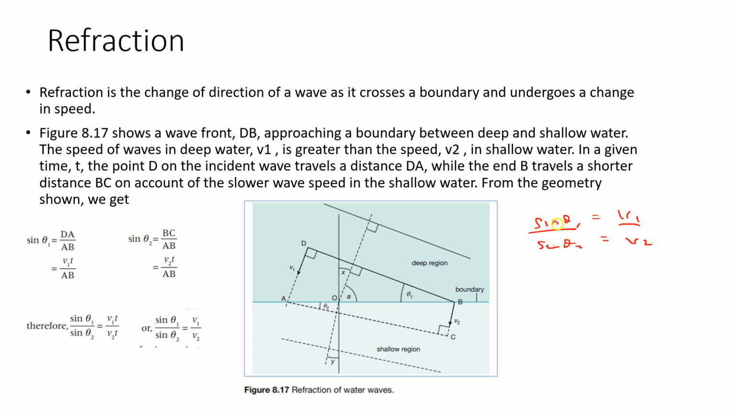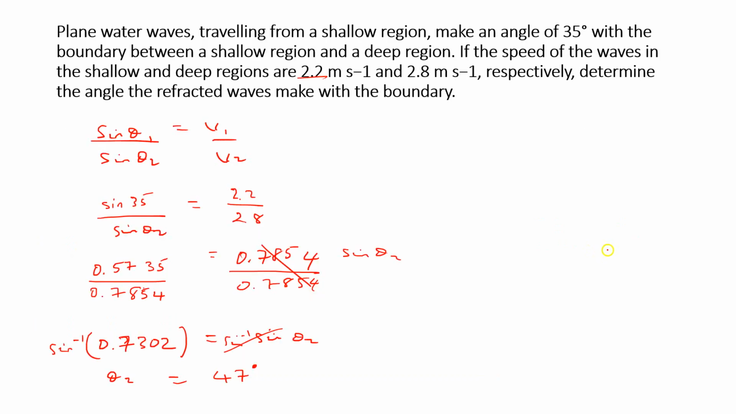Just remember that everything is on the same level. So sine theta 1 corresponds to v1, sine theta 2 corresponds to v2. Just remember it from that standpoint, because it's an equation that we're going to use further on to derive something else. So that's just refraction as a whole right here.